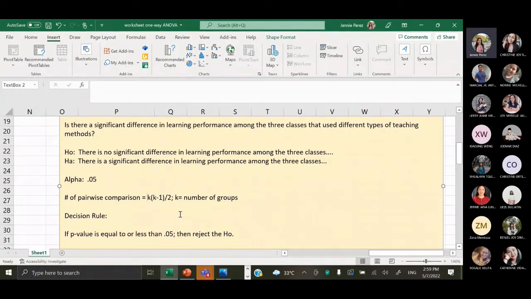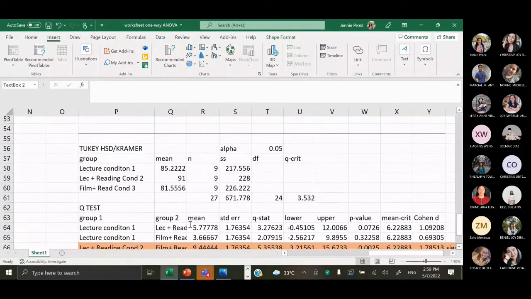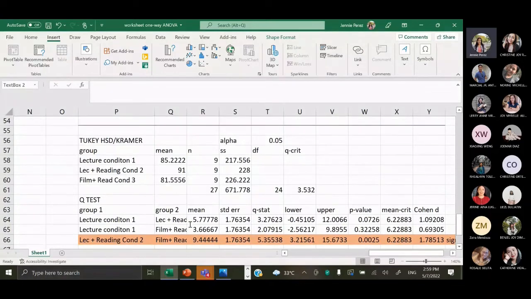Now, if you have 4 groups, then you will have 6 possible pairwise combinations. Now, this is the Q critical value, to which our actual value, our Q stat, will be compared. Our Q stat should be higher than this critical value, or we can simply look at the p-value here for us to see which pairwise combination is statistically significantly different.